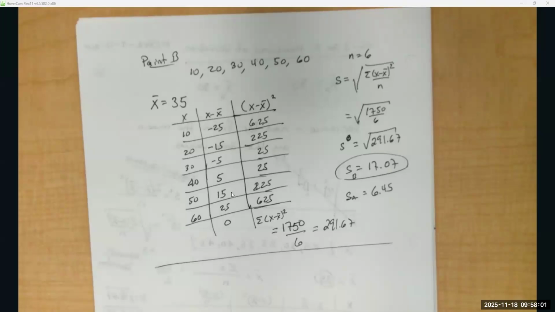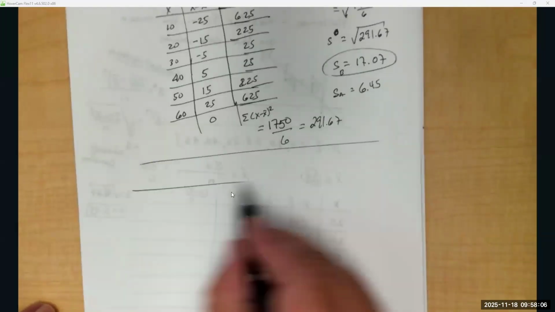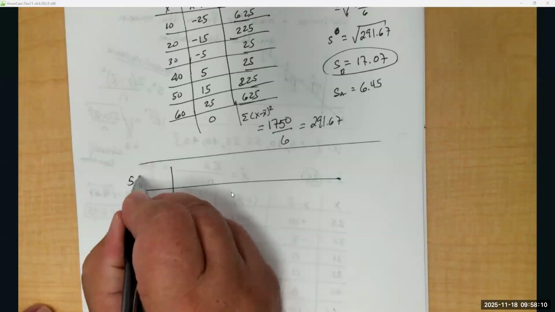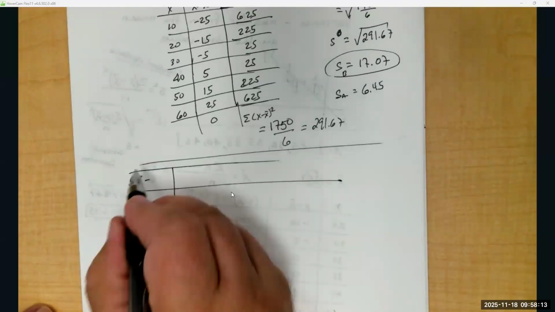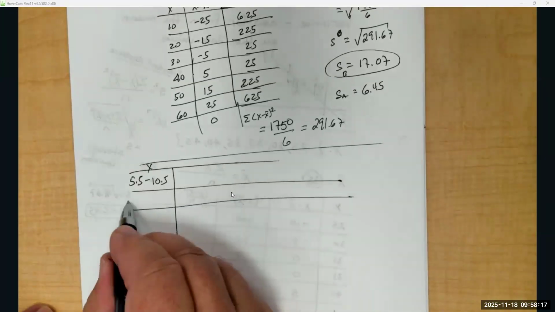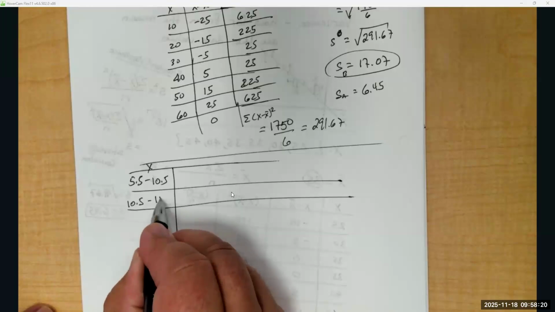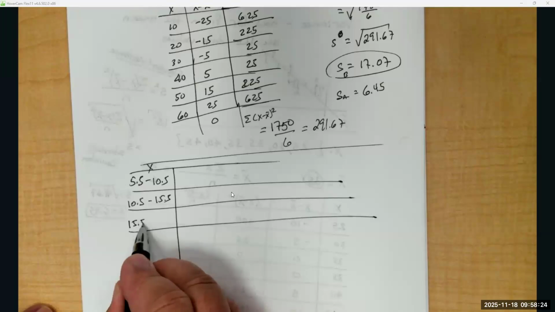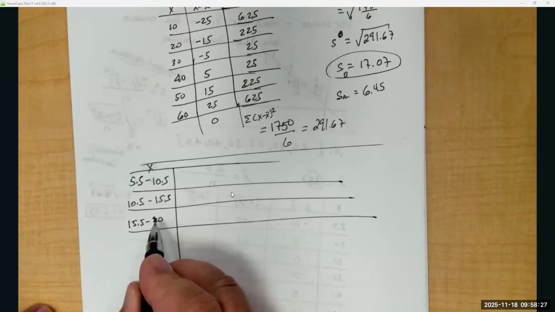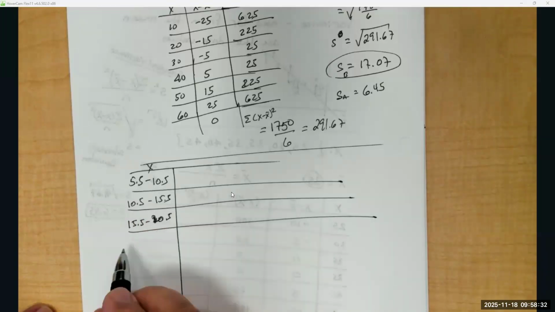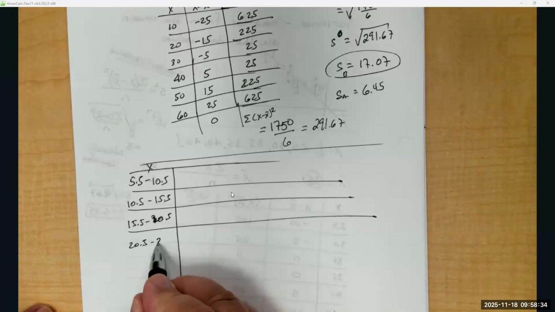So we have a problem here. Does this formula work? What if we had intervals? 5, 10, 15, 20.5. What if we had intervals?